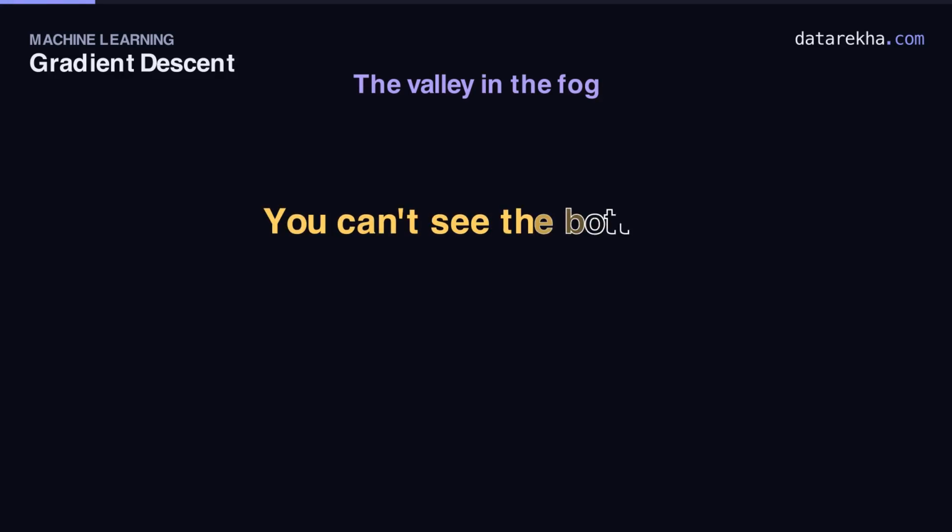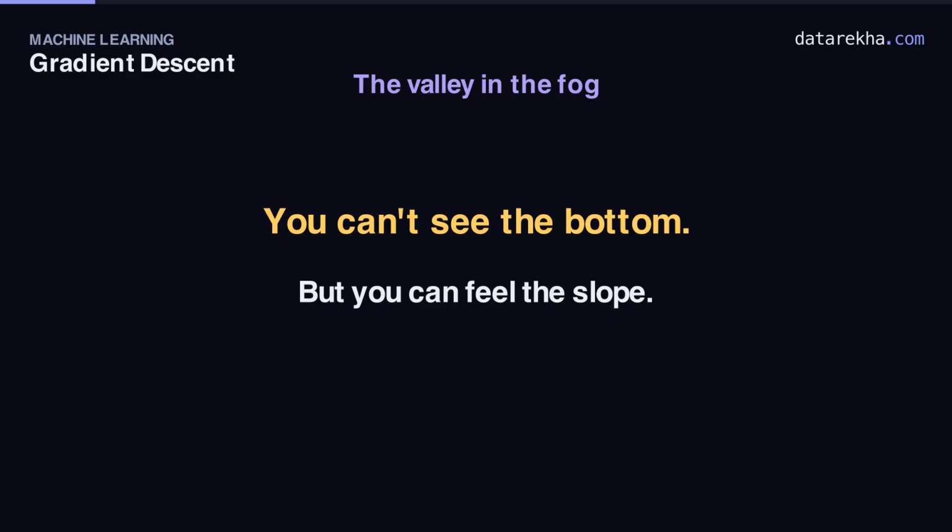Imagine you're standing on a foggy hillside. You can't see the valley floor. The mist hides everything more than a step away. But you can feel the ground tilt beneath your boots. Which way is downhill? You take one small step that way, then feel again, and step again. Slowly, blindly, you walk to the bottom.